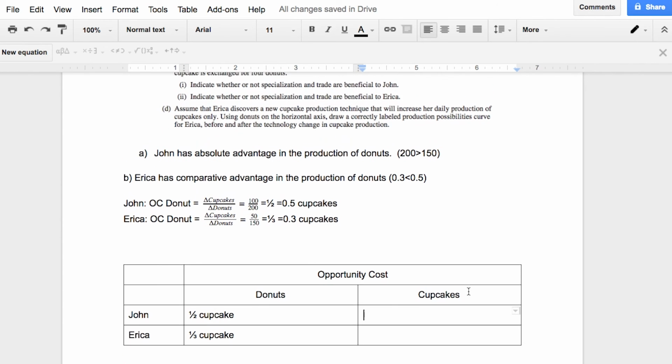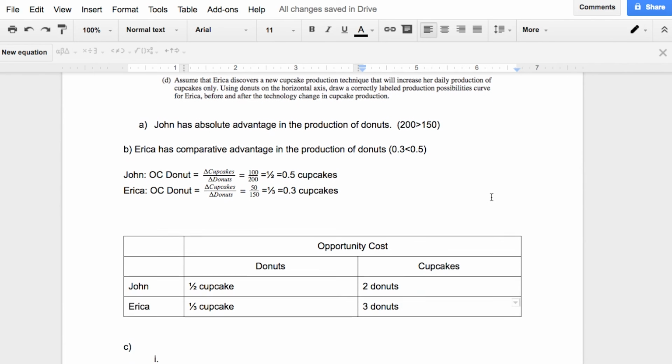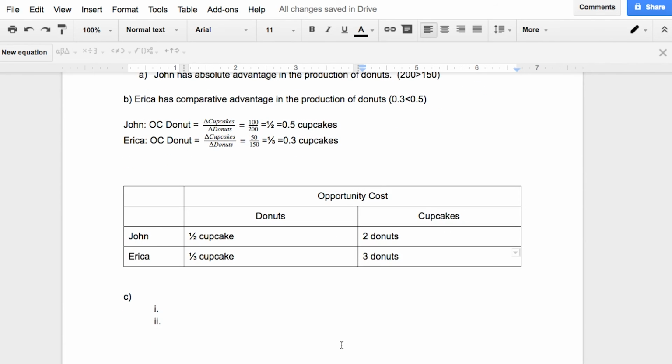Using the trick that I talked about earlier, we can just take the reciprocal of the opportunity cost of a donut to find the opportunity cost of a cupcake. So the reciprocal of 1/2 is 2 donuts, and the reciprocal of 1/3 is 3 donuts. So you can do the math again, but we're going to skip over it because this is true. Right? You can do the math.